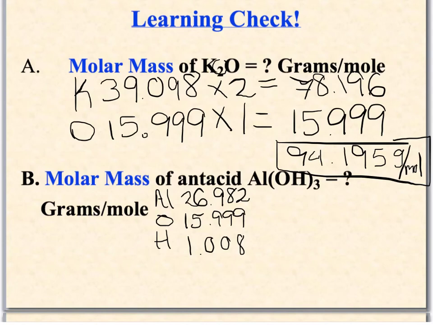Now I'm going to multiply them. So there's only 1 aluminum. There's 3 oxygens, because remember that little subscript 3 outside the parentheses means that the 3 goes to the oxygen and also to the hydrogen. So I'm going to go ahead and multiply the hydrogen by 3 also. Okay, do a little bit of math. This is going to stay the same.